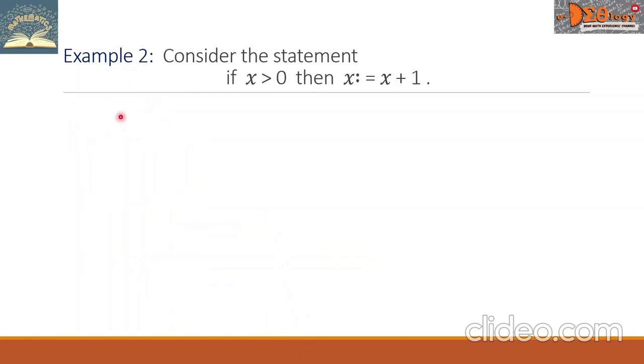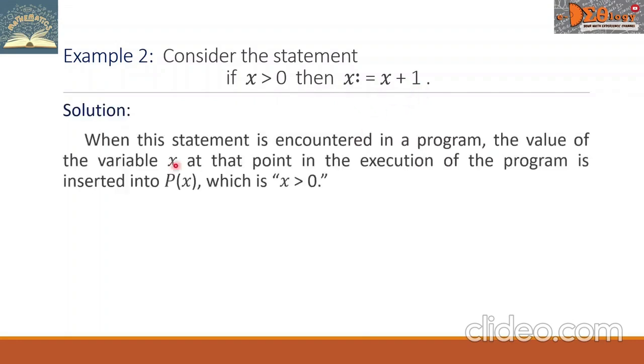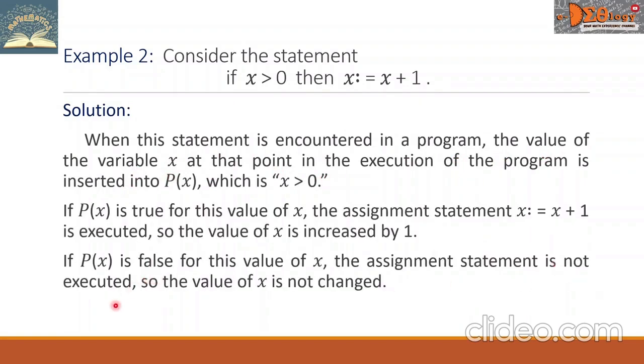Example 2. Consider the statement, if x is greater than 0, then x := x + 1. When this statement is encountered in a program, the value of the variable x at that point in the execution of the program is not executed. So the value of x is not changed.